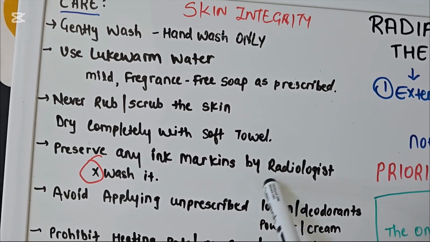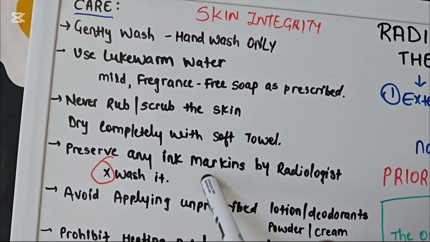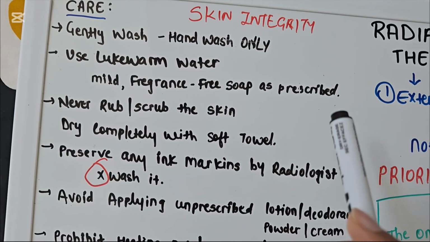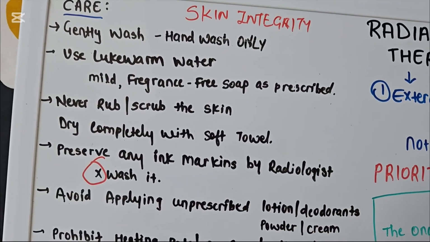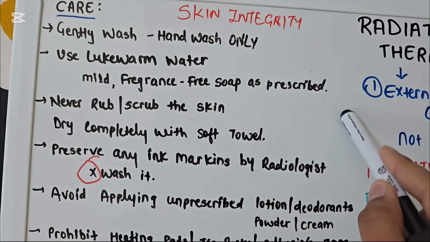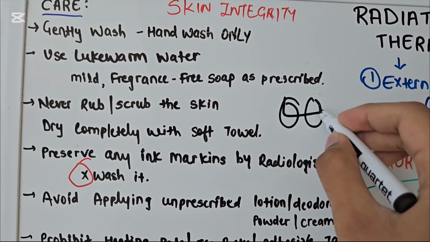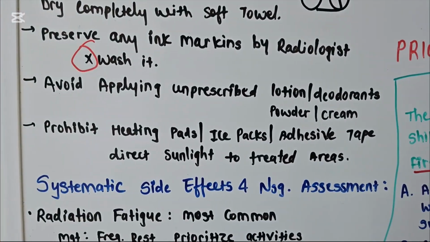Preserve any ink markings made by the radiologists. Do not wash them. The ink markings mark the area where the patient wants to have the radiation, so you don't want to rub them. Otherwise, they are the reference for the radiologist, showing that this part is done and this part is still to be done. You don't want to wash them off, otherwise the follow-up will be missed, right? So you don't want to wash it.